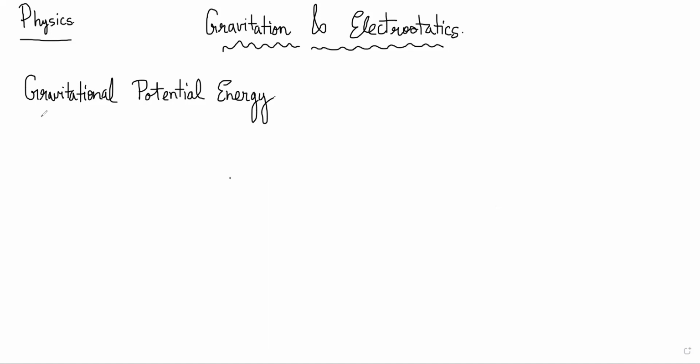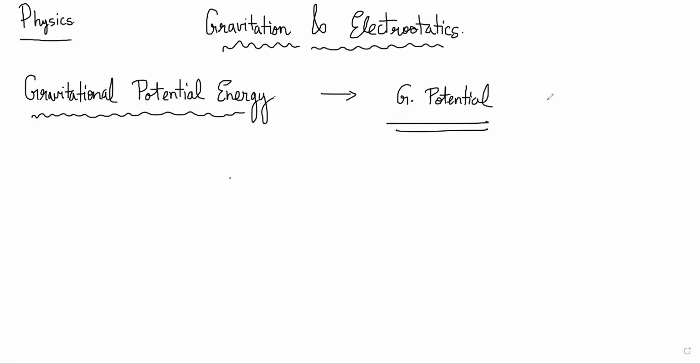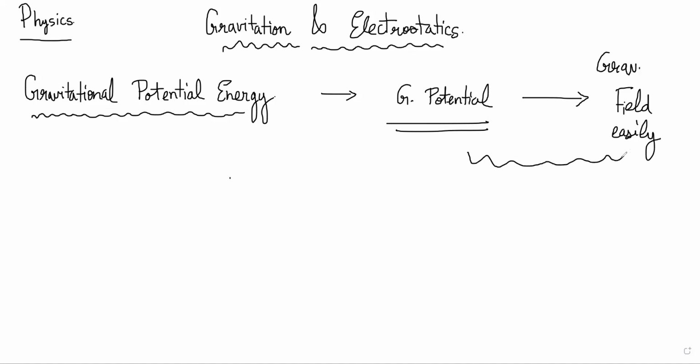So we'll start off with gravitational potential energy, because once we understand potential energy, we can define gravitational potential. And once we know how to calculate potential, that will give us a way to calculate field easily. So there is a connection between all of these things. Potential and field, there's a major connection.